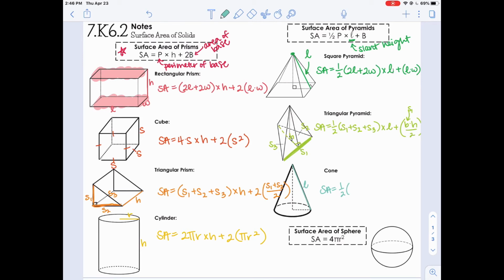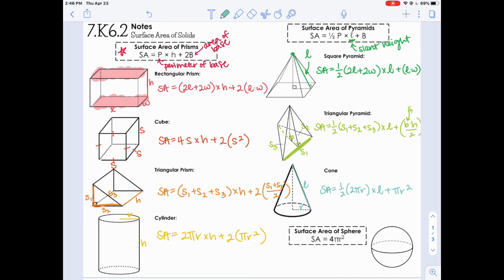the perimeter of the base, which is 2 pi r, otherwise known as circumference, and then times our slant height, and we're going to add the area of the base, which is pi r squared. So again, we need the radius and the slant height for this one.